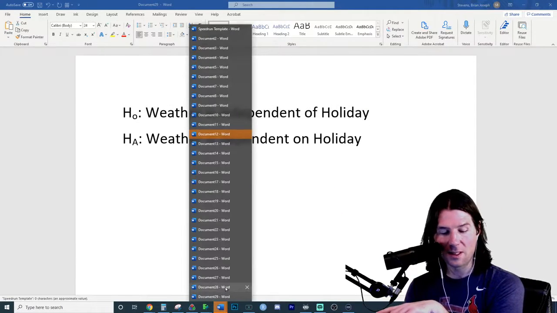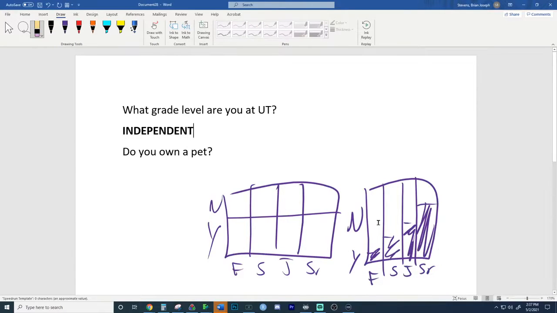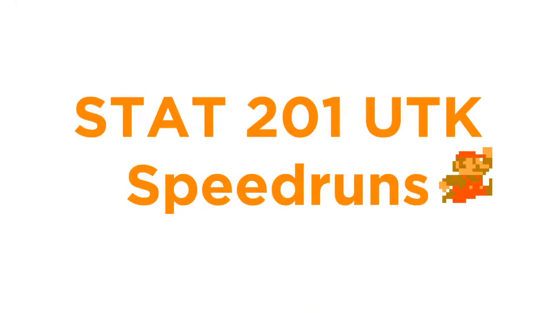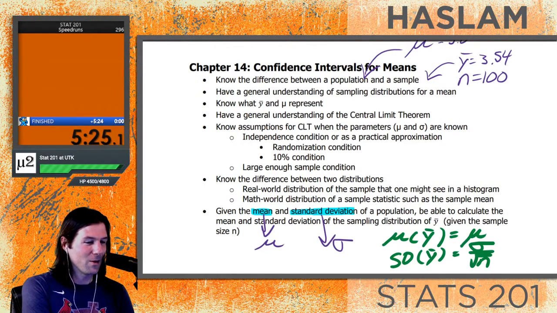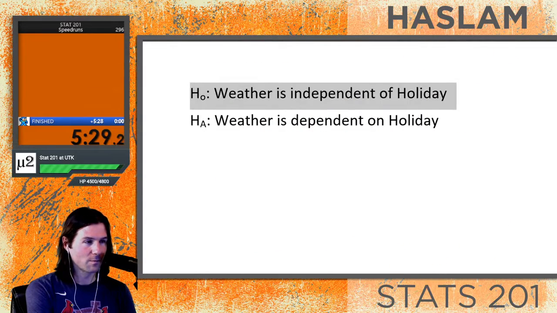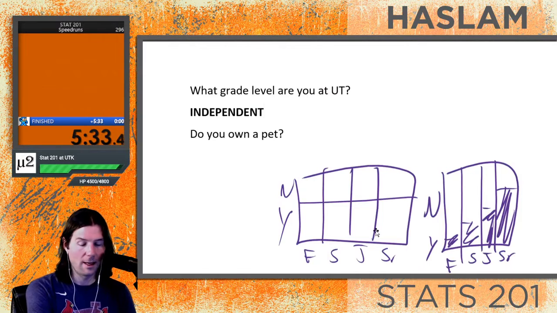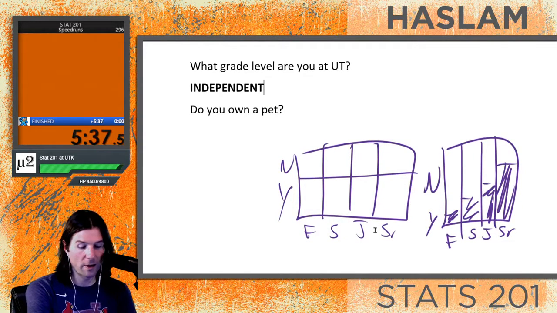Let's look at our previous example where we were talking about somebody's year at UT and whether they own a pet. Here, we'll go back to the Speedrun board. Wrong button. It's not Wacky Wednesdays. So here we are where we have the null hypothesis. Let's bring it back on the screen. And the null hypothesis is always that things are independent. And here we are with: is owning a pet independent of your grade level?